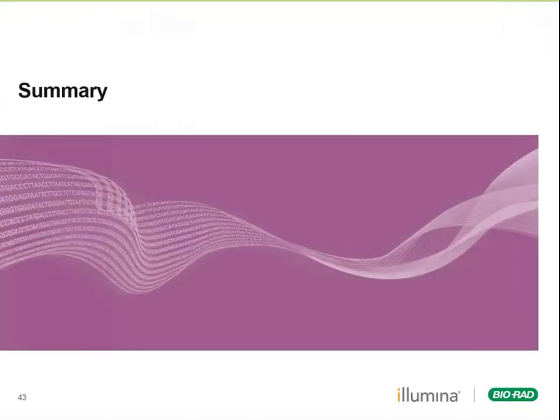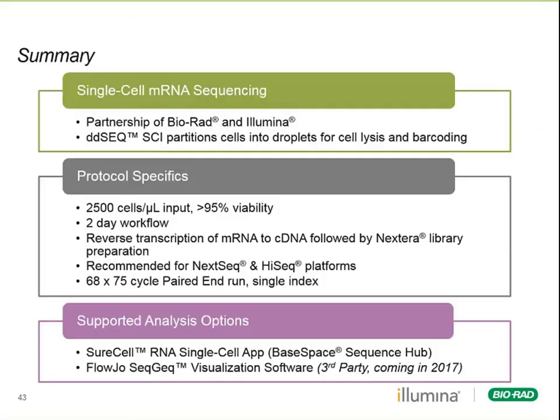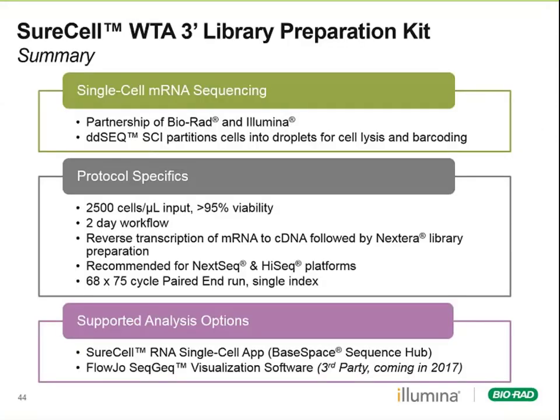We've made it all the way through the workflow and also the best practices, so let's summarize what we covered today. This is a single-cell mRNA sequencing workflow, leveraging a partnership between Bio-Rad and Illumina. The instrument is the ddSEQ SCI that's going to partition cells into droplets for cell lysis and transcript barcoding. We're going to load a concentration of 2,500 cells per microliter for input, and we want them to have above 95% viability. This is going to be a 2-day library preparation.